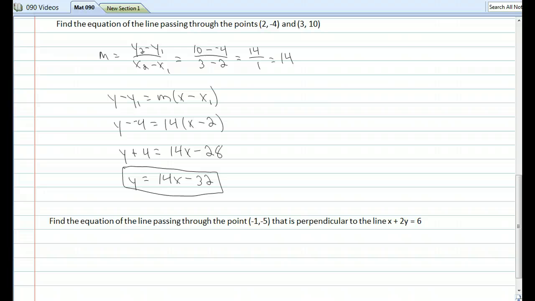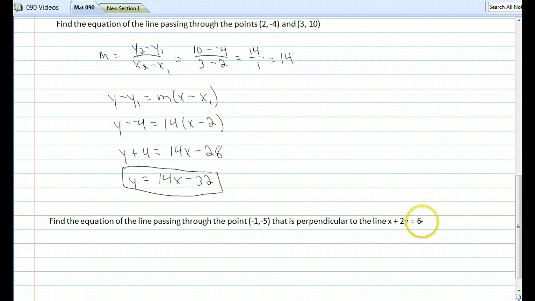Let's do this example. Let's find the equation of the line passing through the point 1, negative 5 that is perpendicular to the line x plus 2y equals 6. Now again, just like the last problem that we did, we're given a point, but we're not necessarily given a slope, and we know we need a slope. So really the slope is given to us through this information. Knowing that our line is perpendicular to this line given actually indirectly gives us a slope.